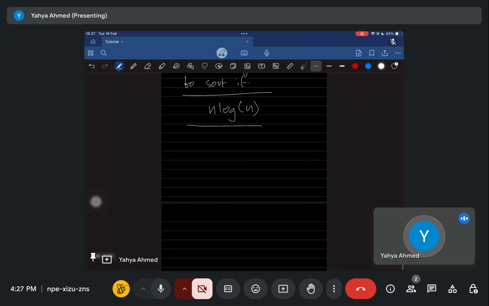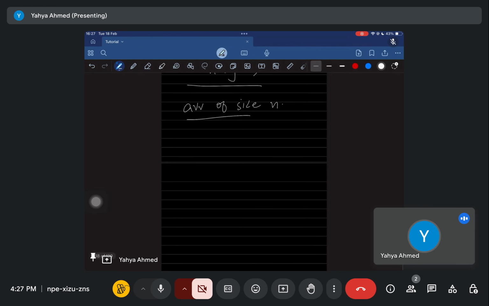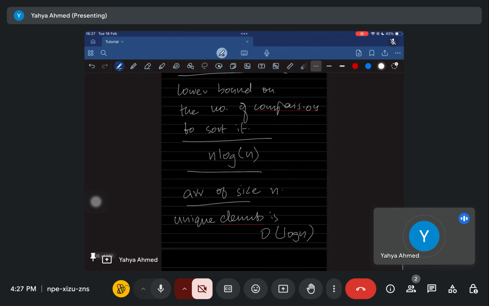Well, the array is still of size n. However, there are a lot of duplicates, such that the number of unique elements is actually bounded by log n. So there's a lot of repetitions. What you would like to see is, if there is this amount of unique elements, where the number of unique elements is O of log n, what is the lower bound on the number of comparisons you would require for sorting this?